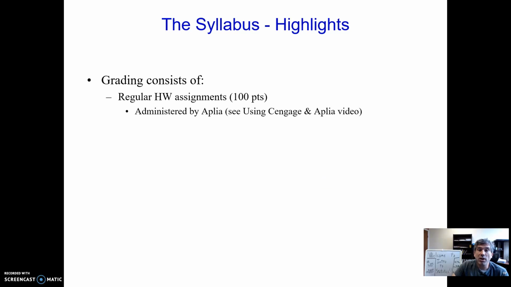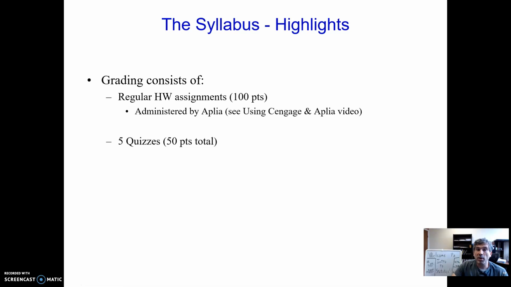That is administered by the Aplia system. We are transitioning off of that Aplia system, but it should be still available for our summer session. I will make announcements, make a separate video if something doesn't work with that, but it should work through the Aplia system, and that using Cengage in Aplia video will help talk you through how to do that. Again, if we're not able to use Aplia, I'll make that video something different, and you'll see the instructions there. But you're going to get those homework assignments that are worth a total of 100 points.